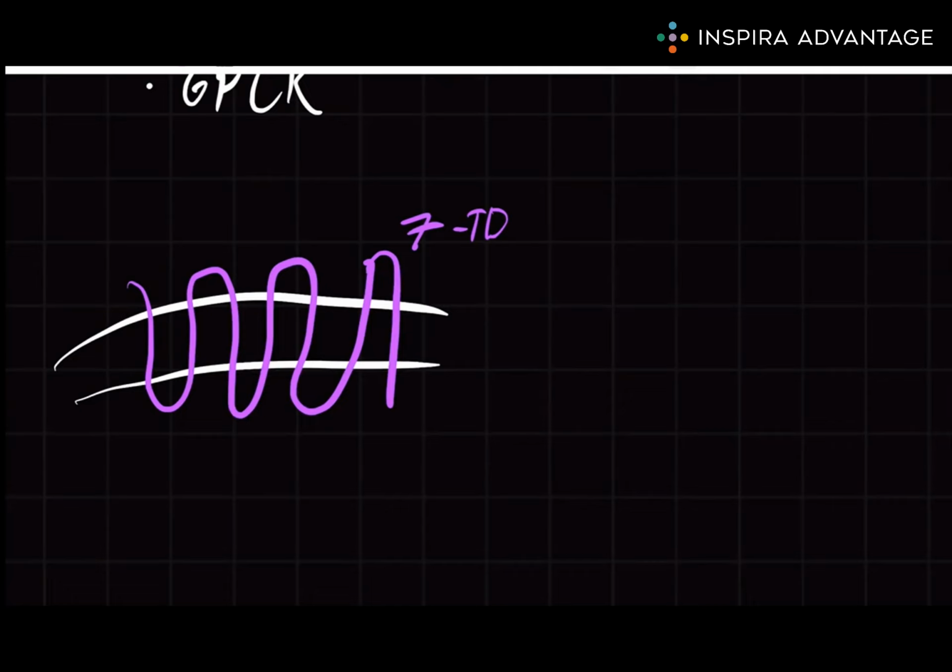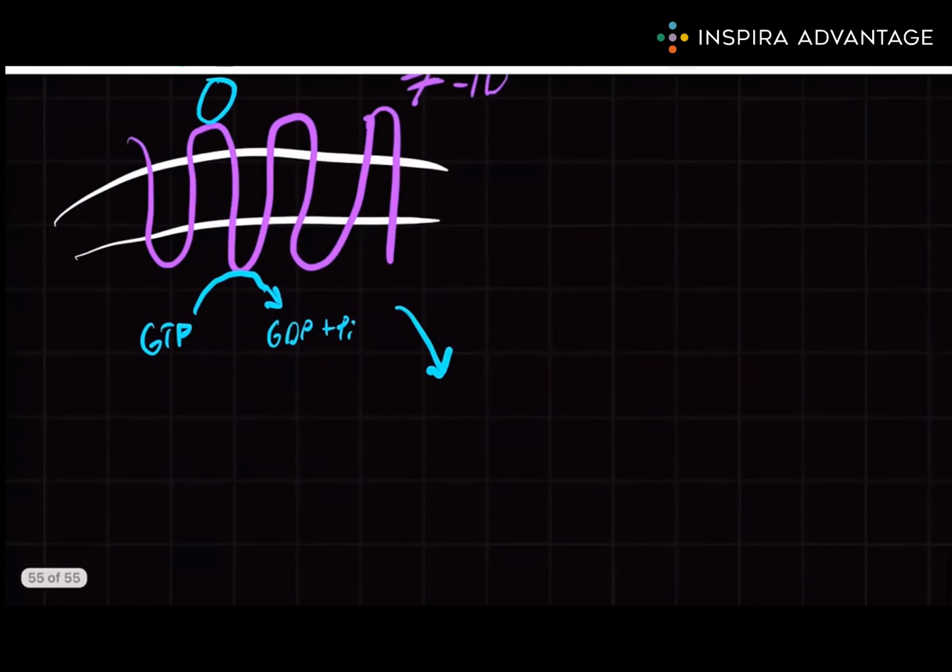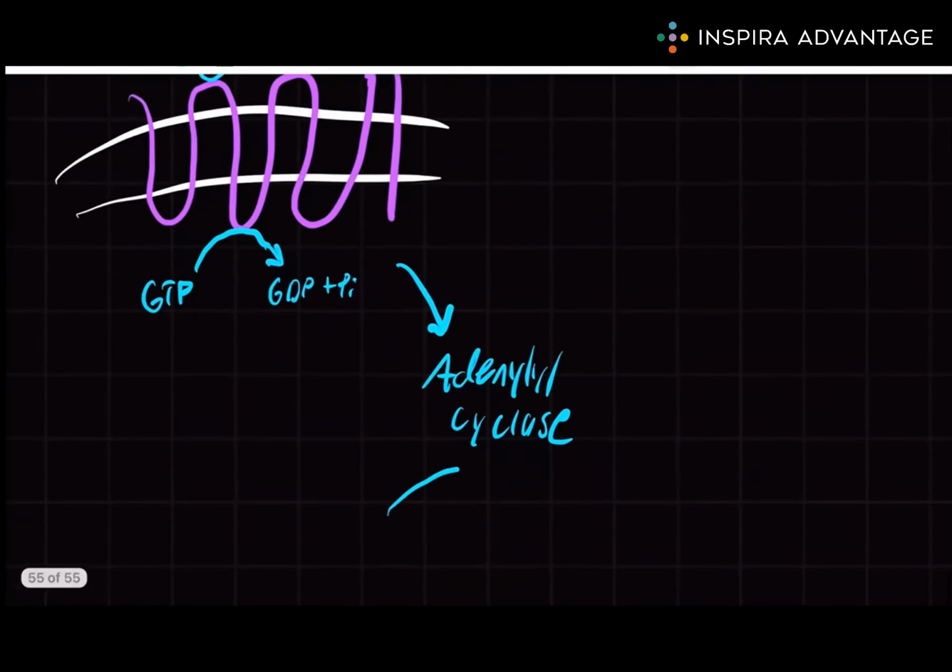So let's begin with the signal. Say we have our peptide hormone that binds to the outside of this GPCR. This is going to cause a GTP to be hydrolyzed into a GDP plus an inorganic phosphate. Now, a few other steps are going to happen that you don't need to know here. Ultimately, what that's going to cause is adenylyl cyclase to start making cyclic AMP from ATP. This is known as the second messenger.